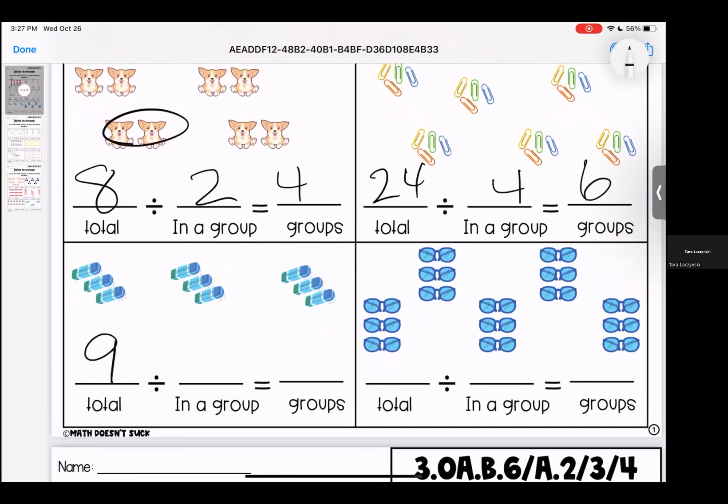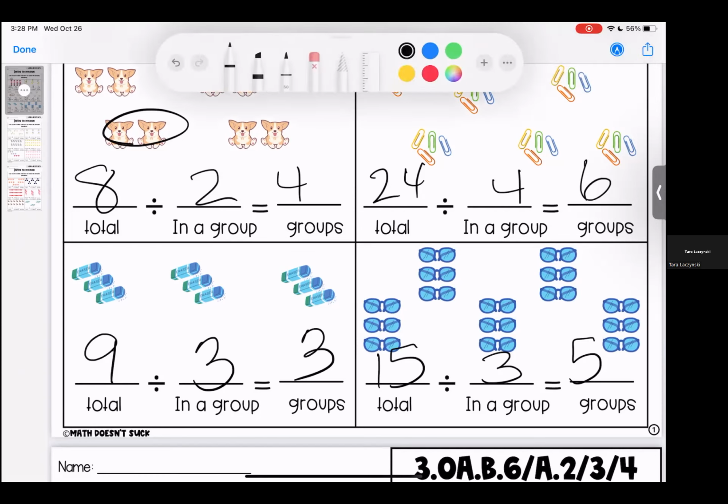I have 9 total. Each group has 3, and there are 3 groups altogether. 9 divided by 3 gives me 3. Here I have 1, 2, 3, 4, 5 groups. Each one has 3. Altogether, I have 15. So 15 divided by 3 equals 5.